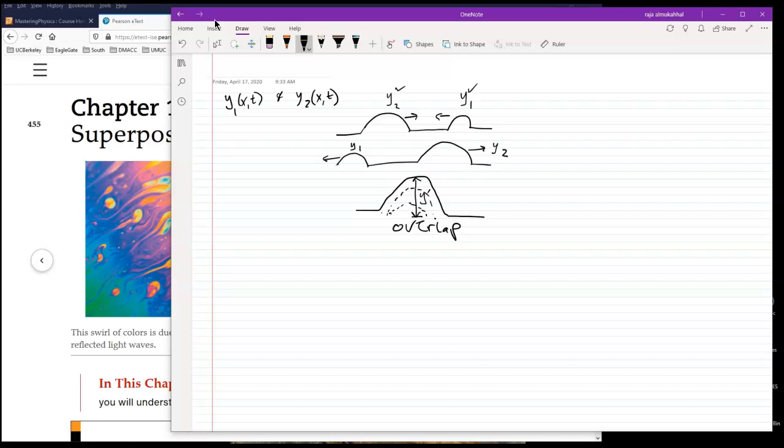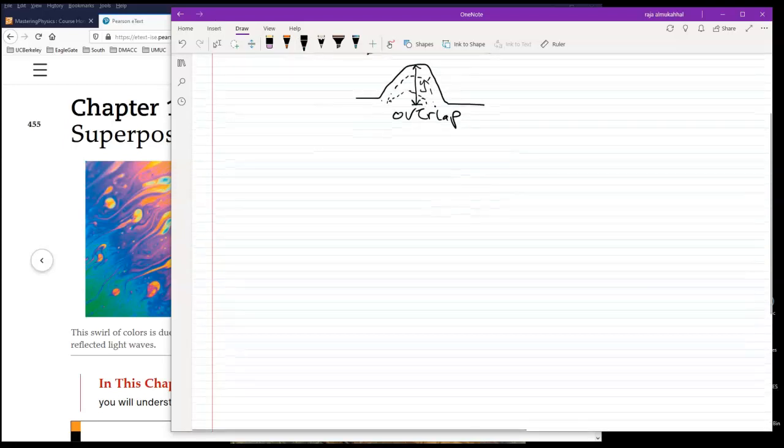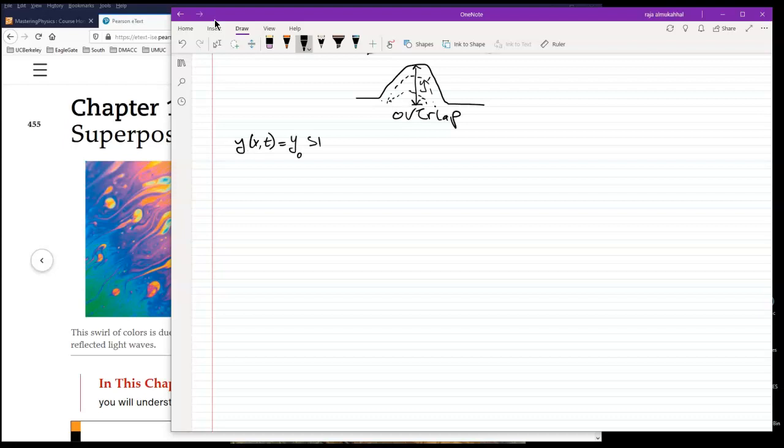Let me show it to you analytically, or mathematically speaking. If you remember from the previous chapter, we represented a wave by y of x,t equal to y naught sine of kx minus omega t. Remember, the minus sign here indicates that the wave is moving to the right. I'm changing the notation. We used d before, but now I'm going to use y naught for the amplitude. I find this notation a little bit more convenient.